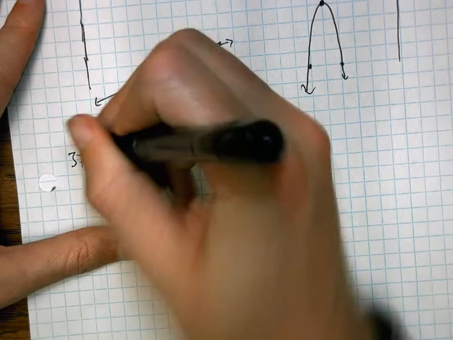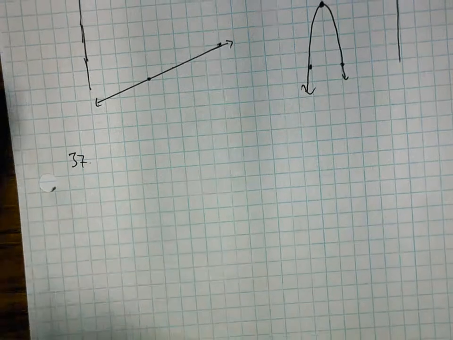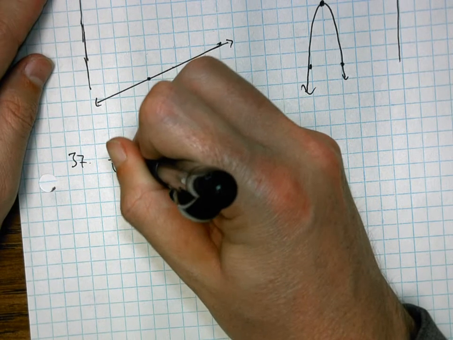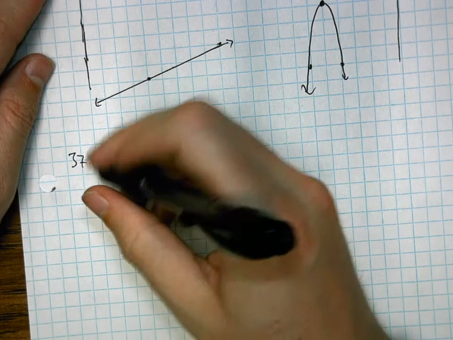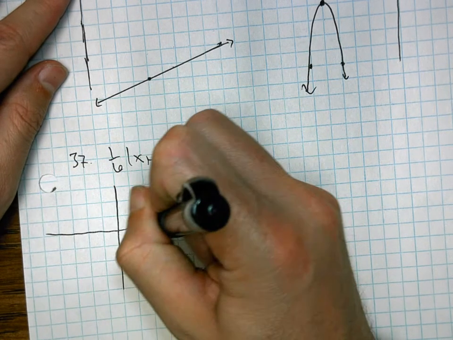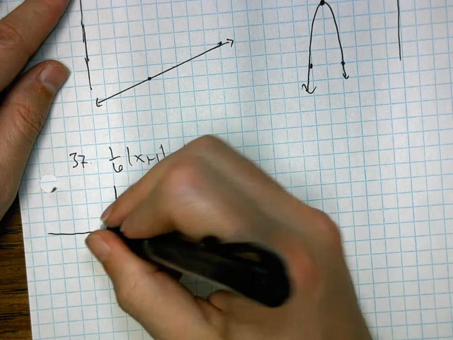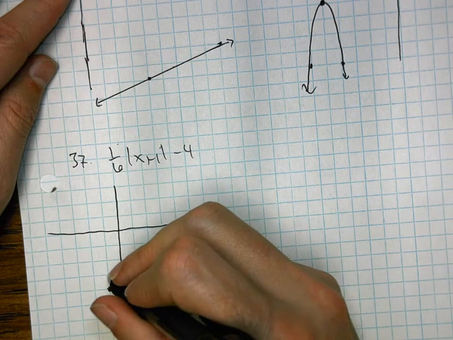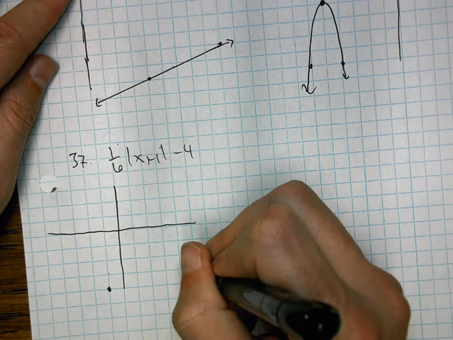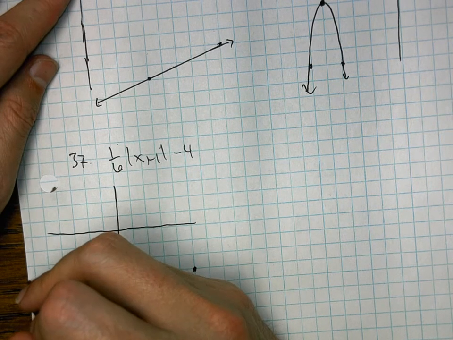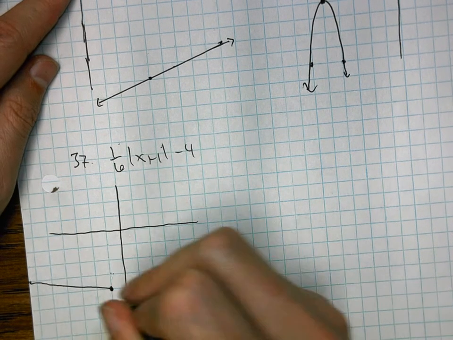37. Sketch the absolute value function: 1/6 absolute value of (x plus 1) minus 4. Plus 1 means left 1. Down 1, 2, 3, 4. 1 over 6. Go up 1 over 1, 2, 3, 4, 5, 6. Up 1 over 1, 2, 3, 4, 5, 6. You get the idea. And that's our function. Super wide.